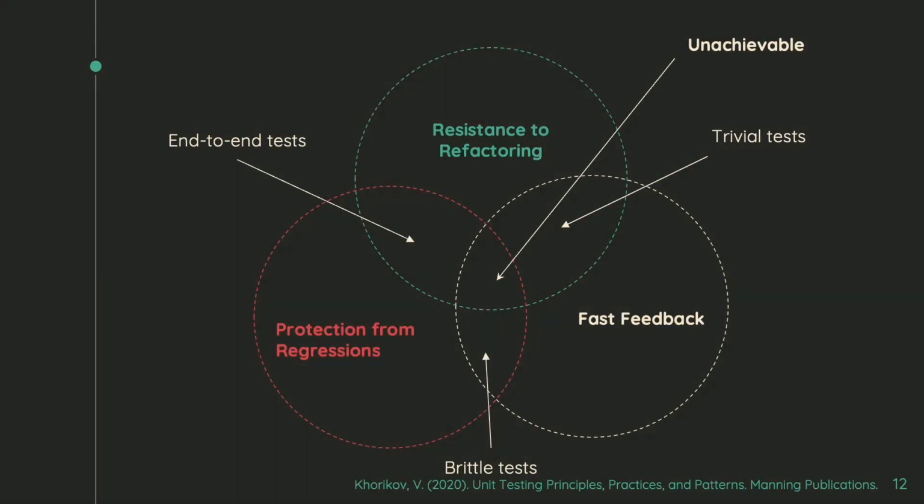And 3 of these overlap. The resistance to refactoring, protection from regressions, and fast feedback. Ideally, your test would have all 3. But unfortunately, that's not achievable. So you're going to have to make some compromises as you're looking at your tests and you're designing them.